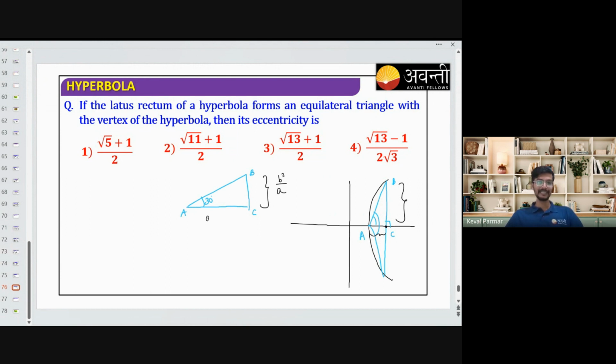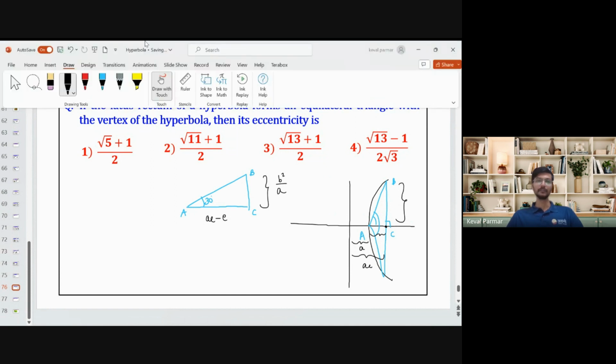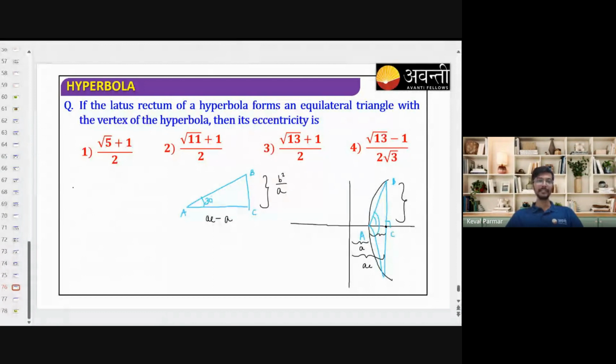AC is the distance between the focus and the vertex. So it will be ae minus a. I hope you are getting it. This distance is ae and this distance is a. So ae minus a. What we can use? We can use tan. So tan 30 degree will be opposite, b square upon a, upon adjacent, ae minus a. Which if we take a common, I get b square upon a square into e minus 1. And that is 1 by root 3.